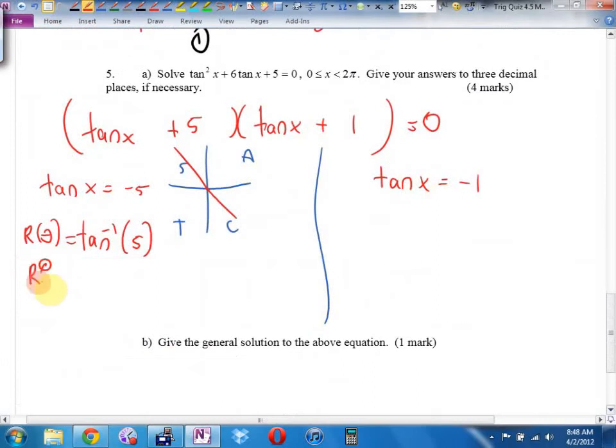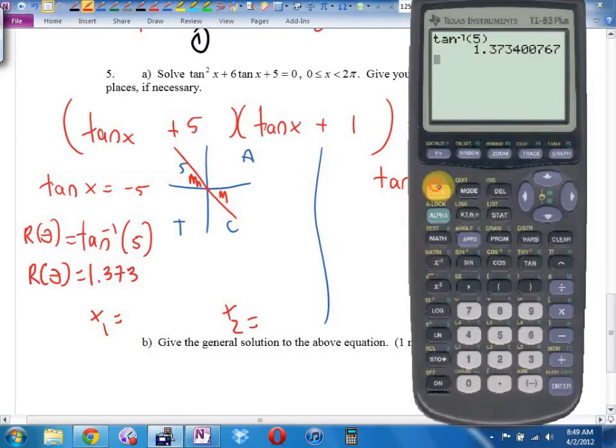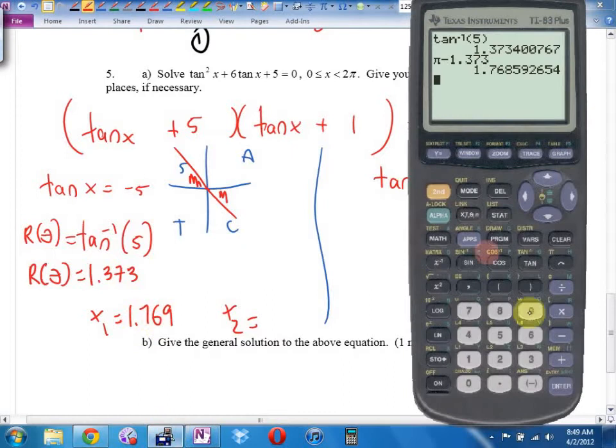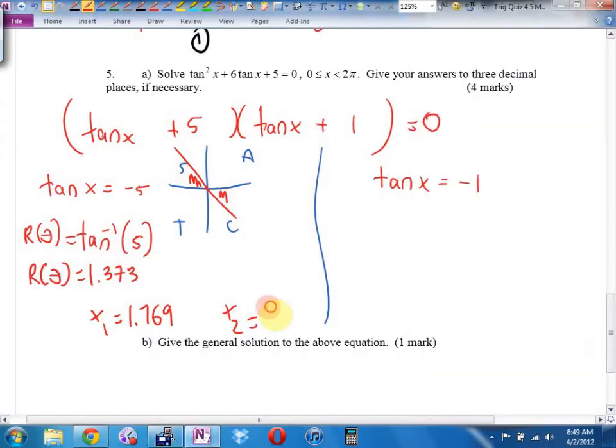My reference angle is 1.373, which means that angle and that angle are 1.373. It's going to be pi minus 1.373, which is 1.769. And the next answer is going to be pi further along, because these guys are split by exactly half a circle. So I cheated. I just added pi. Is it 4.910? Yeah? People nodding? Looking vaguely blank?